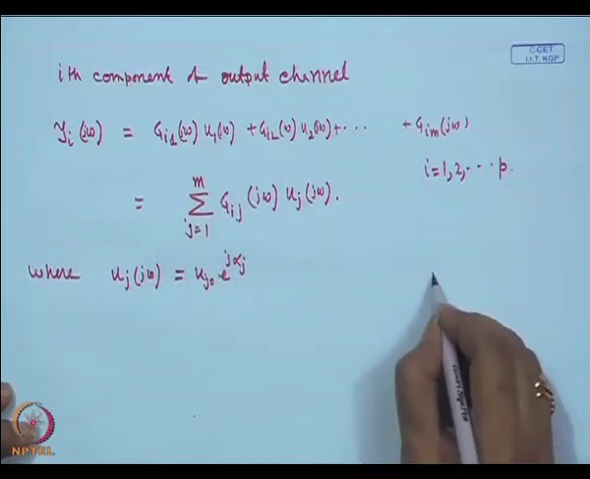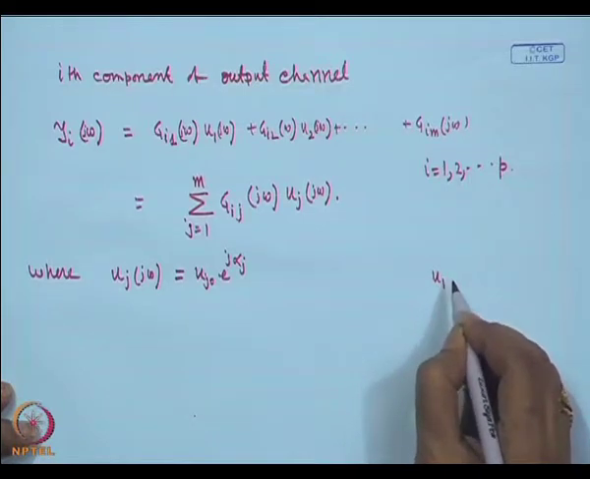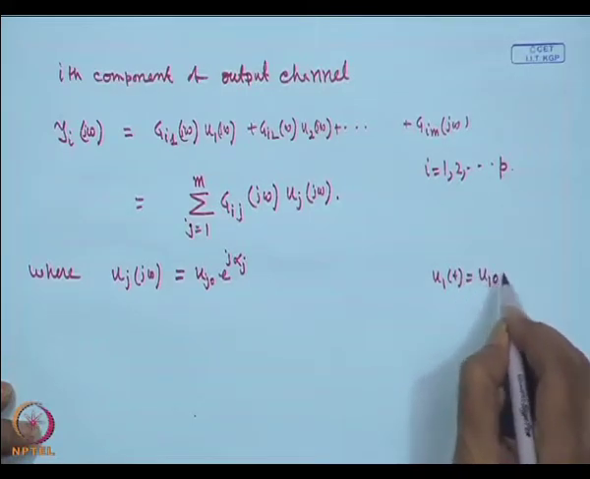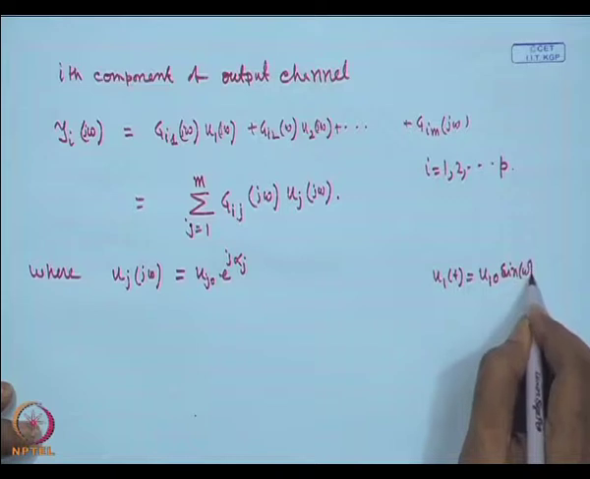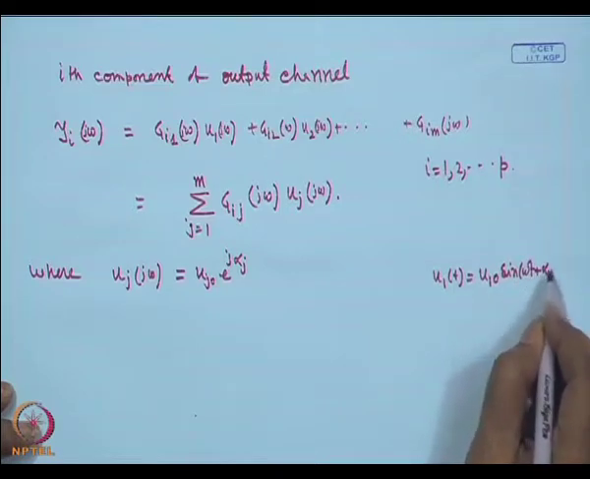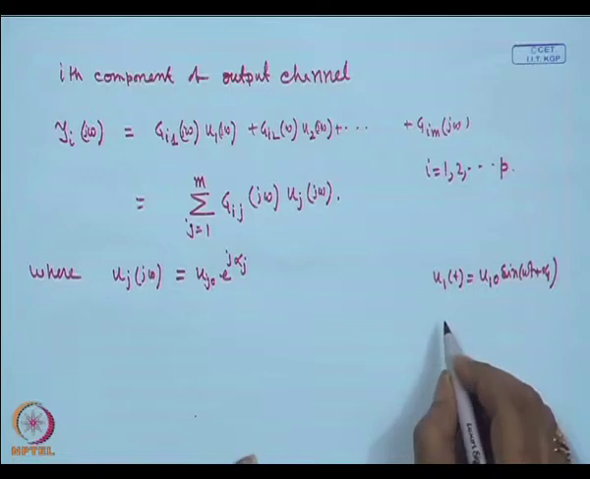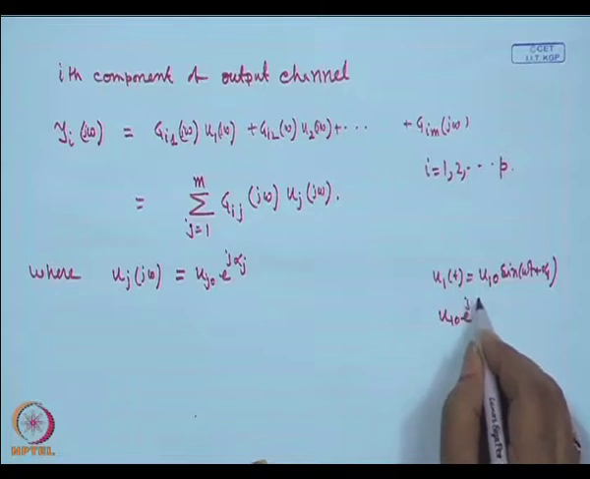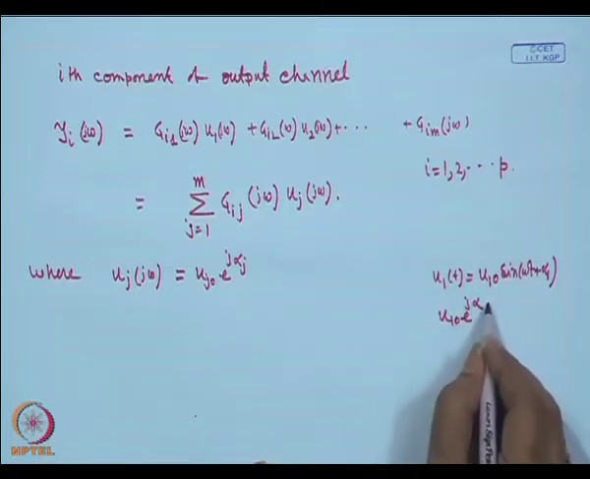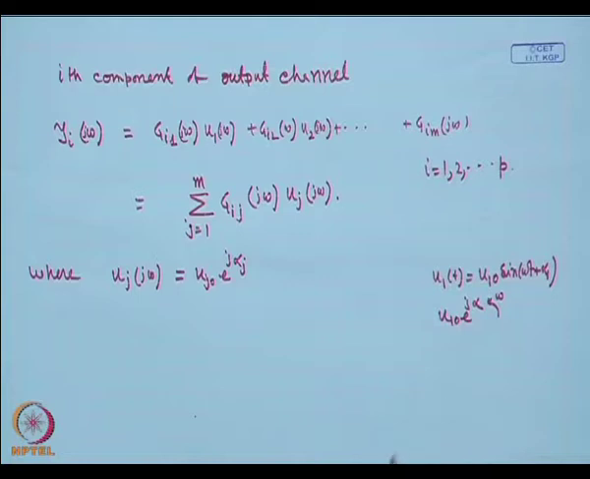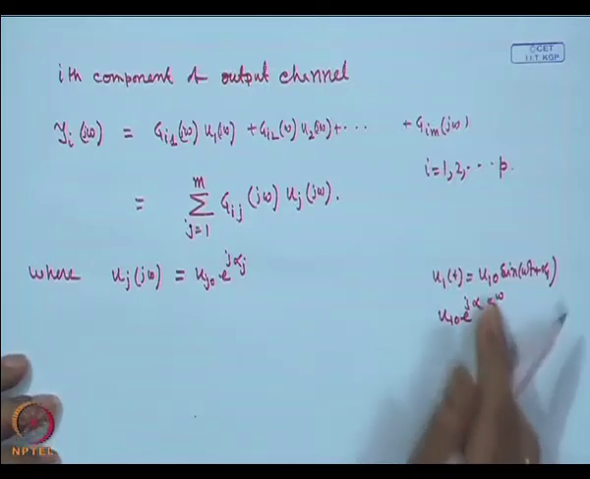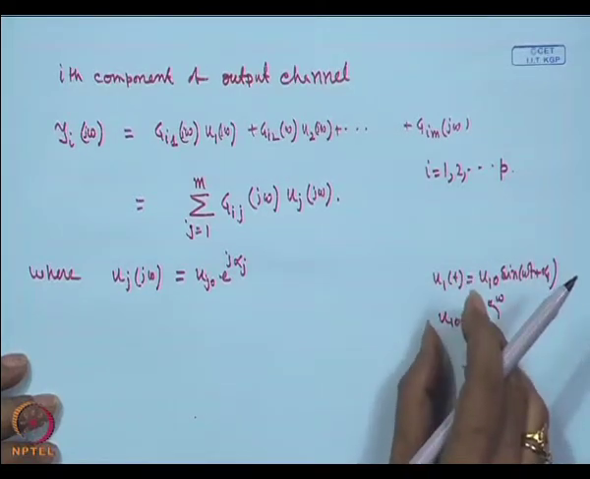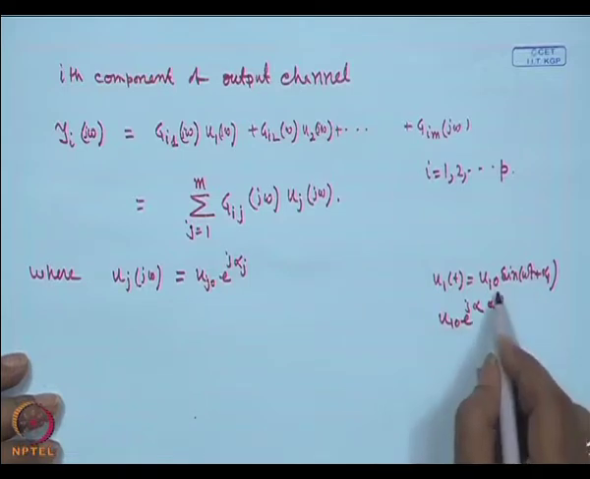First component, let us call it u_j, u_1 of t. What can we write? u_1 of t equals u_1(0) sin(omega t plus alpha_1), and in phasor quantity I will write it as u_1(0) e to the power of j alpha, and that vector is rotating with the angular velocity omega. The imaginary component of this vector represents that one.